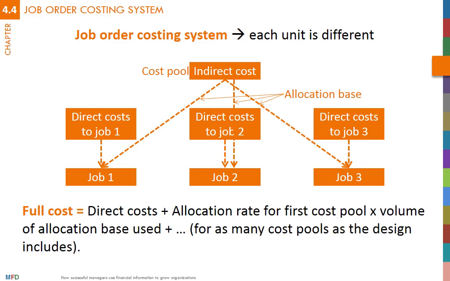Or, full cost equals direct costs plus allocation rate for first cost pool times volume of allocation base used. For the particular case, full cost equals 25,000 euros plus 40 hours at a cost of 300 euros plus 5 times 1,200 euros equals 43,000 euros.